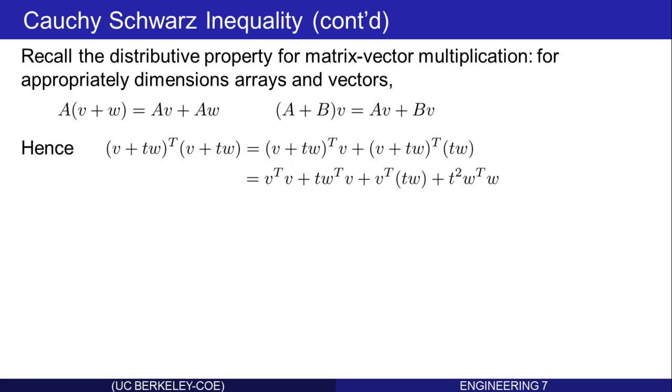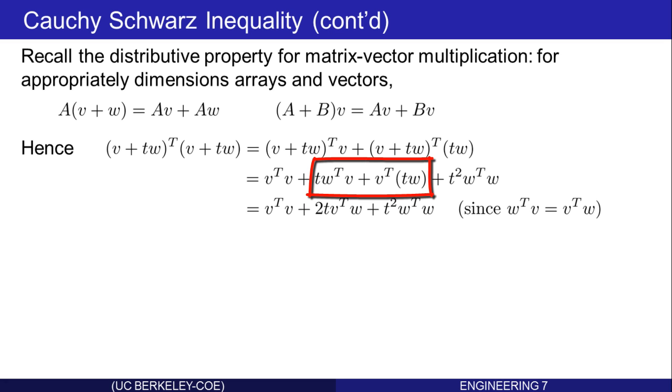Next, we can distribute out the array addition. The first term becomes v transpose times v plus tw transpose times v, and the second expression becomes v transpose times tw plus tw transpose times tw. I've grouped the scalars together. There's a t squared. Next, we remember that v transpose w is the same as w transpose v. So these middle two terms can be grouped together, and I've grouped them as v transpose w. And there's two of them, and they're both scaled by t.